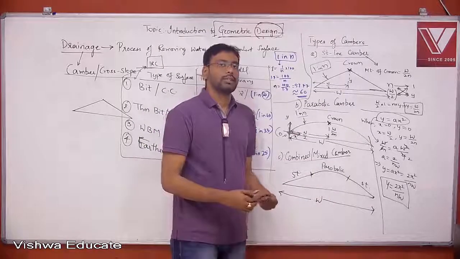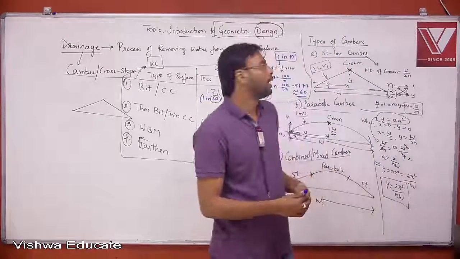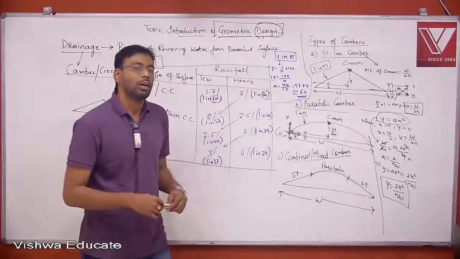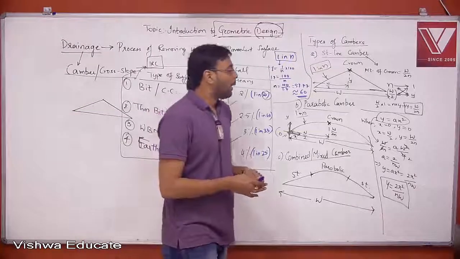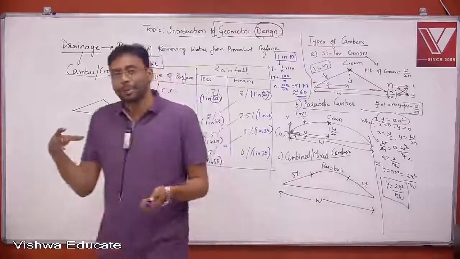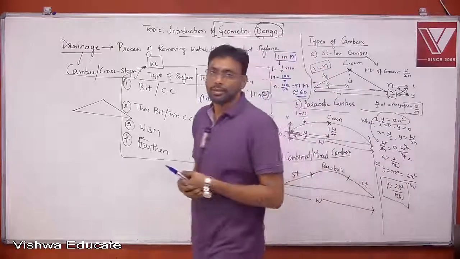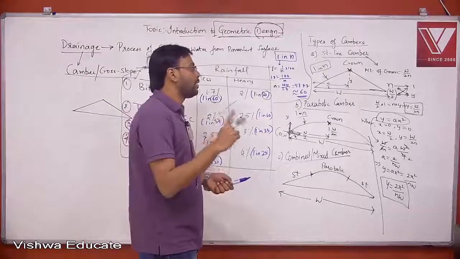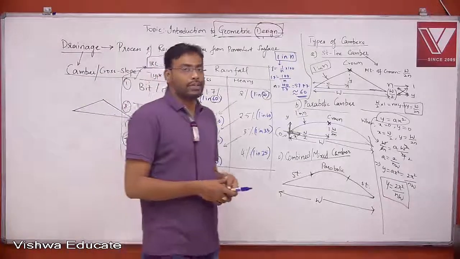Now the question is, when should you go for a straight line camber and when should you go for a combined or mixed camber? That is very simple. Or I will ask the same question in this fashion: which shape is suitable for fast moving vehicles and which shape is suitable for slow moving vehicles? Come on, think. Two types of vehicles are there, fast moving and slow moving. Which shape is convenient for which type of vehicles?